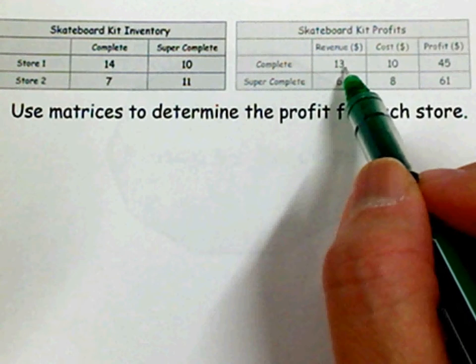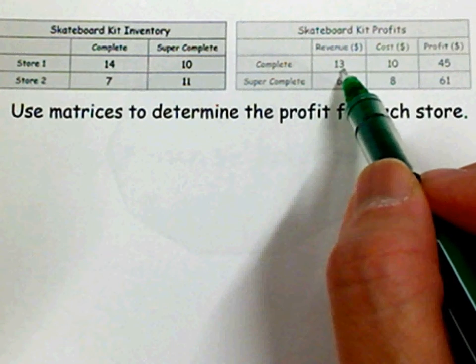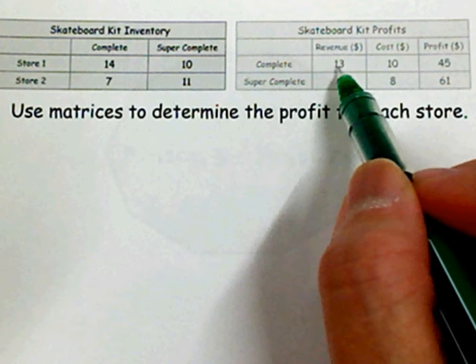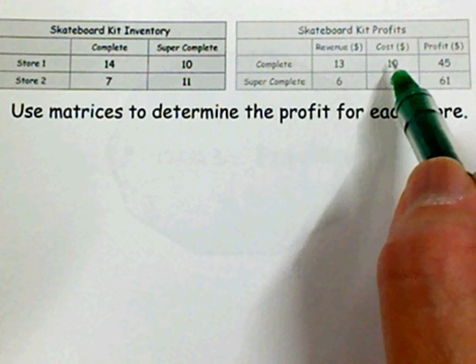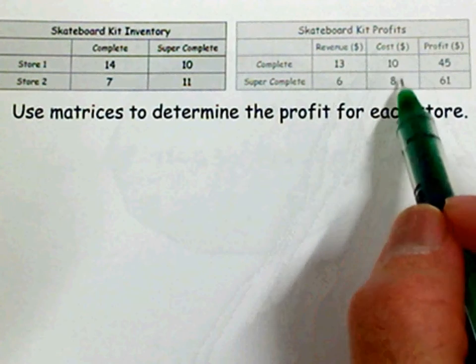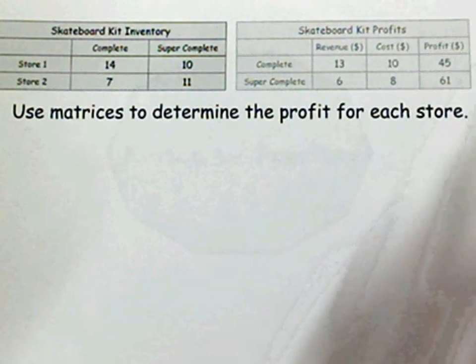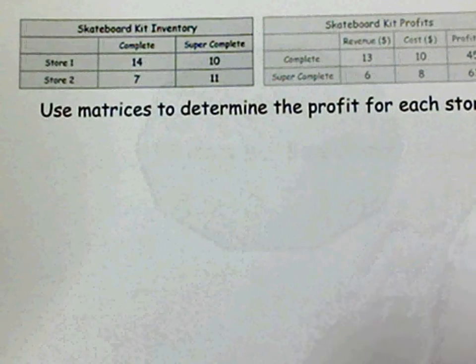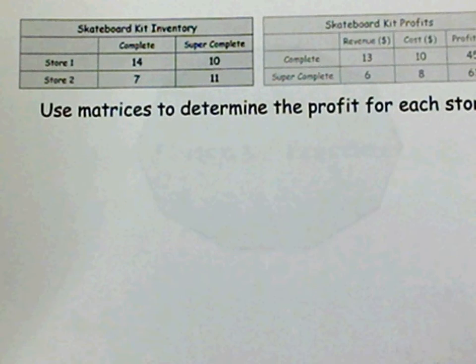Your revenue you make is $13. Actually, that's how much you charge. It costs you $10. There's your profit. Super complete, the revenue is $6, the cost is $8, and there's your profit. Okay? So how would you go about determining this?